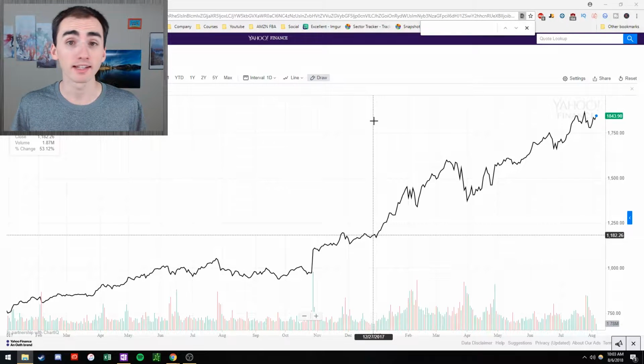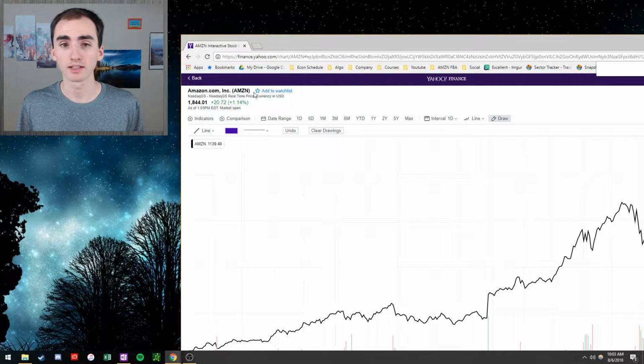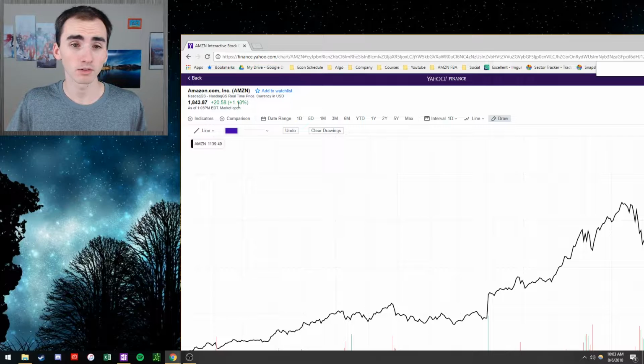So when you're wanting to look at a company's stock chart, you actually don't type in the company name, you type in their special ticker symbol. Here we are looking at Amazon, and their ticker symbol is AMZN. Whenever you want to look up Amazon, you type in their ticker symbol. And if you're unsure what a company's ticker symbol is, it's usually pretty easy to just look it up on Google. For Amazon right now, you can see that it's currently trading at $1,843. And the market's actually open right now, so you can see that the price is fluctuating up and down.